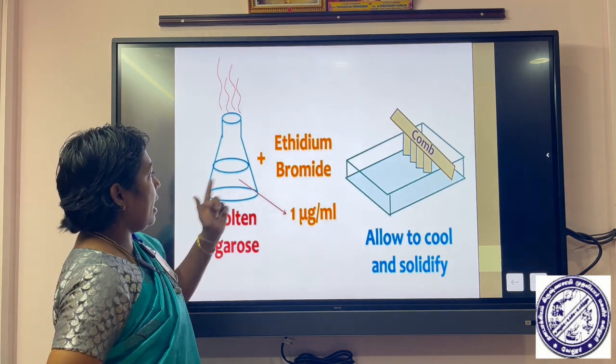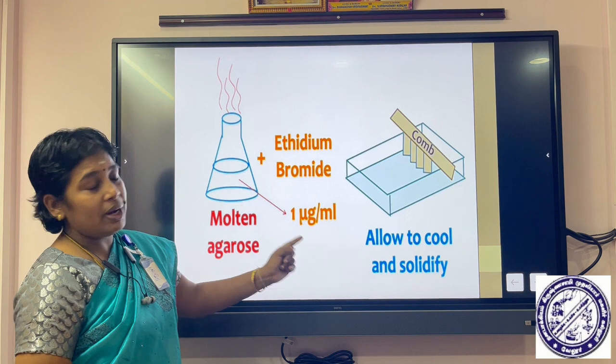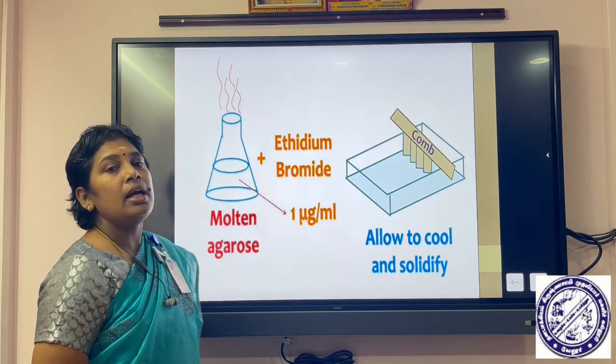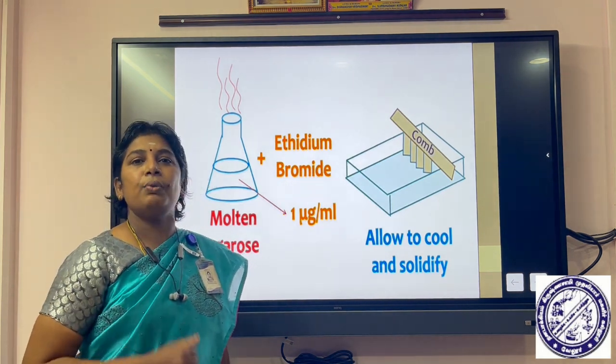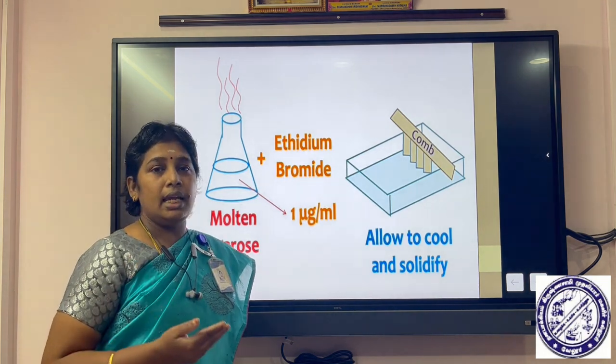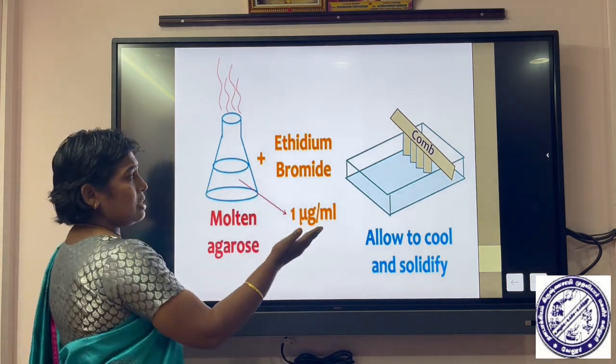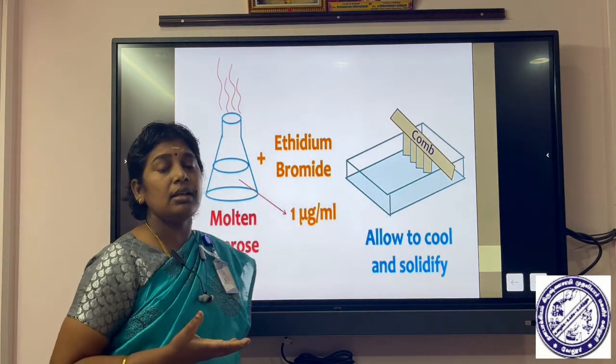After that, you have to add ethidium bromide, that is 1 microgram per ml of ethidium bromide. This ethidium bromide is nothing but a tracking dye. This dye will bind with the DNA, and that will help to visualize the DNA under UV light. So once you add this dye, the next step is to cast the gel.